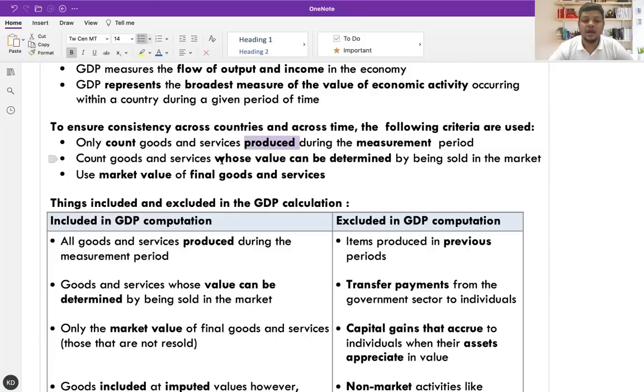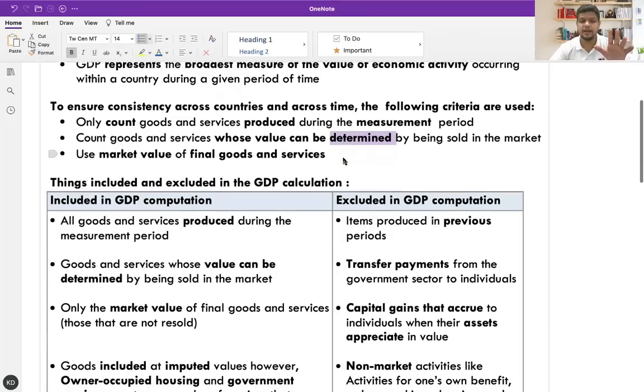And one more important thing, count the goods and services whose value can be determined, something whose value you can determine and then you can sell in the market. For example, I'm doing gardening at my home. Now that's an activity, but I'm planting flowers in my garden just for my own sake. I'm not selling it. I'm not producing it to sell it. Will that economic activity be a part of the GDP calculation? No, that should not be, right?